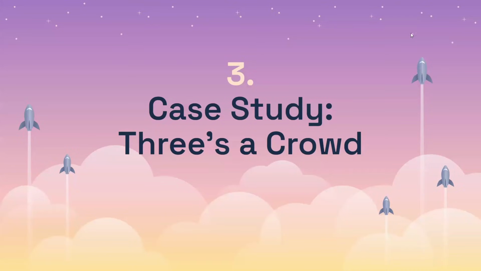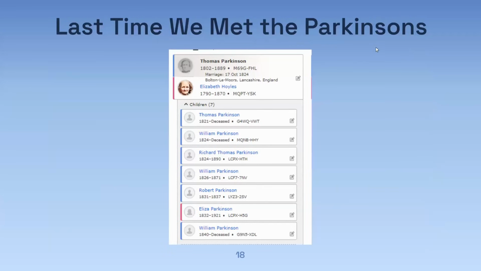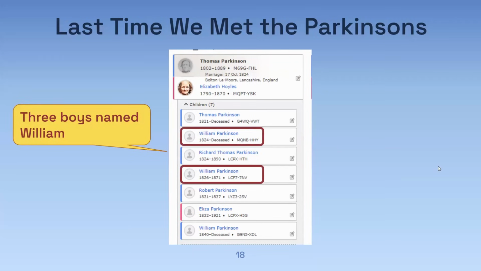So, with all that being said, let's go back to our dear Parkinson family and walk through cleaning them up. First, we're going to share a reminder of what the problem is with this family that we discussed last week. So, meet the Parkinson family. They have three boys named William. Well, sometimes that's okay, right?